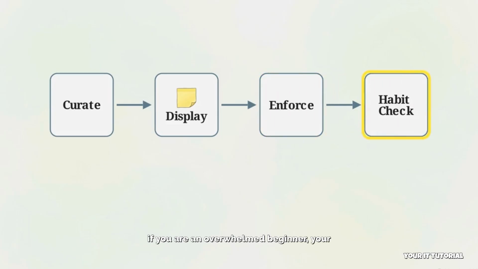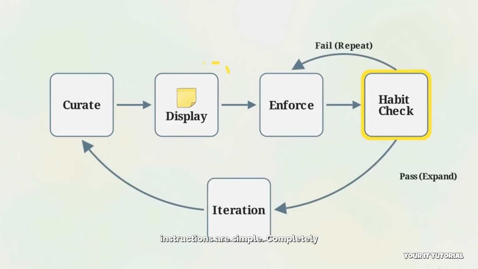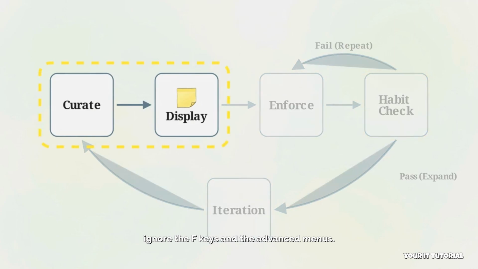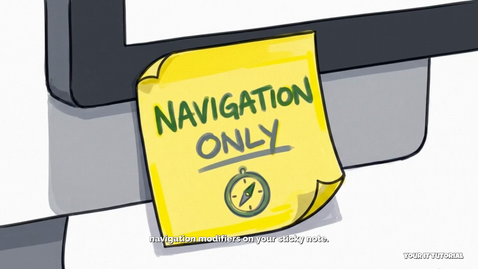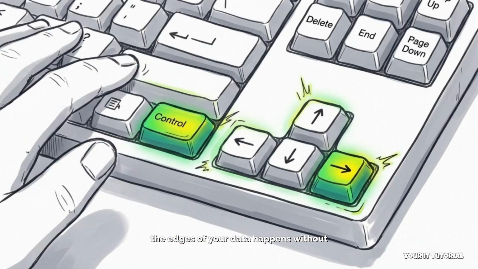If you are an overwhelmed beginner, your instructions are simple. Completely ignore the F keys and the advanced menus. Write only the Control and arrow key navigation modifiers on your sticky note. Do not add anything else until jumping to the edges of your data happens without thinking.